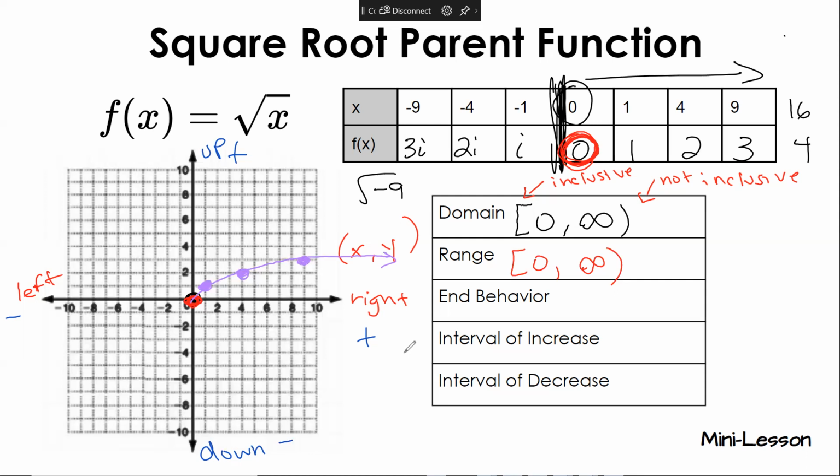In behavior is going to look a little different from what you've seen in the past. So in behavior is if you were standing at 0, 0, you're this guy right here. Okay. And you look to the right, what is happening to our y values? So as we look to the right, what's happening to our y values? Where are they going? Up or down? Up, which is positive infinity.